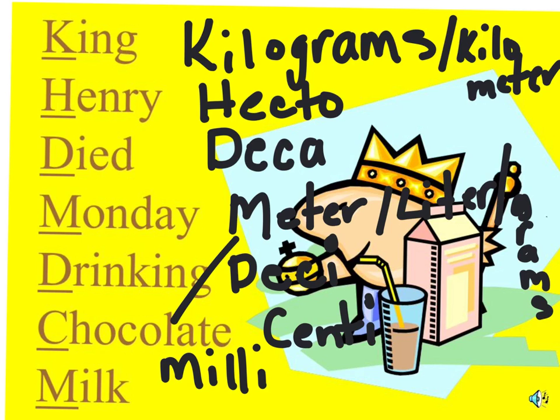of weights and things. So King Henry represents kilograms or kilometers. Henry represents hecta. D in died represents deca. The M in Monday represents a meter. Drinking, D represents deci. And chocolate, C is centimeters, and M in milk is milliliters.